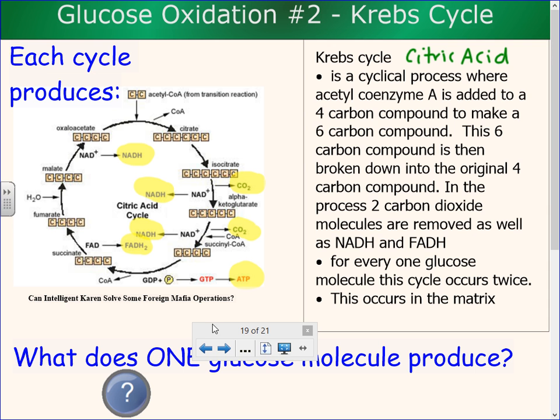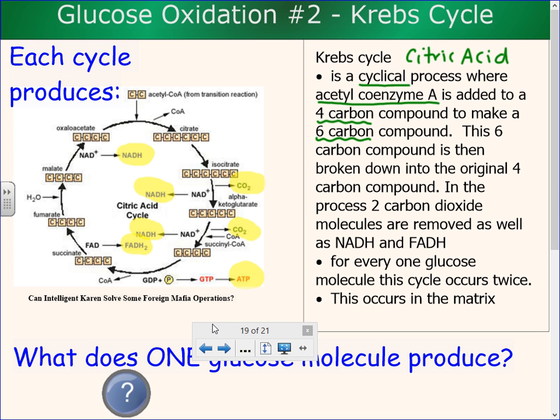The Krebs cycle is cyclical, so it's just like the Calvin-Benson cycle where there's technically no beginning and no end. The idea is that acetyl coenzyme A enters the cycle. In photosynthesis, CO2 entered the cycle somewhere. Here, acetyl coenzyme A is going to enter the cycle. It will be added to something that has 4 carbons to make something that has 6 carbons.